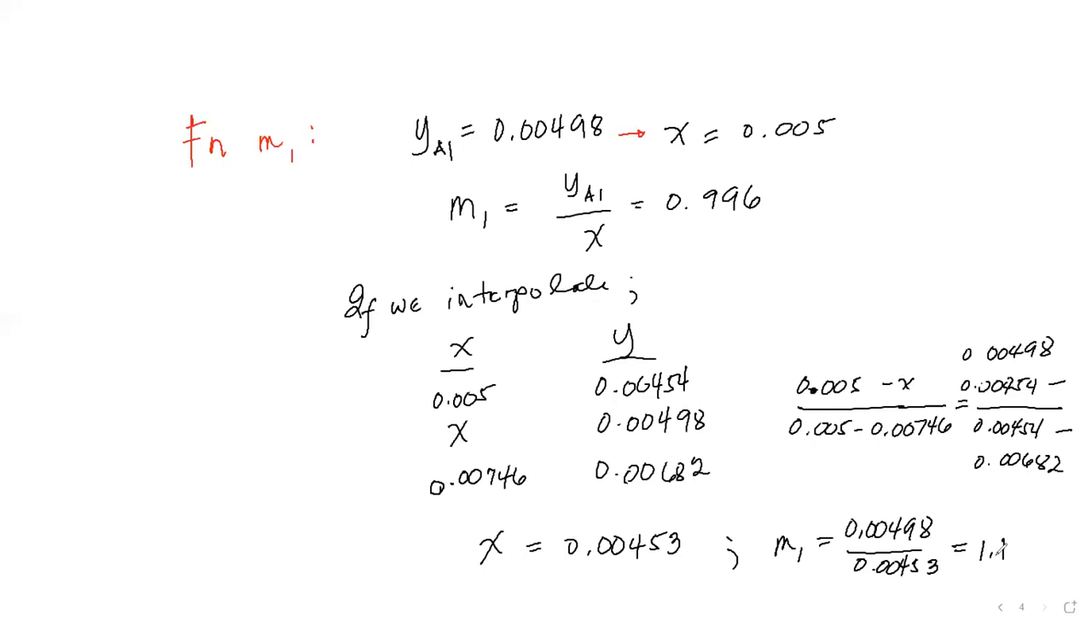If you're going to check, class, I think there's something wrong with the value that I got here. I will recheck. Wait a minute. I need to check if the x that I got here corresponding to this value of 0.00498 is acceptable, because this one is not in between these two. So I have to recheck, because the value that I should be getting should be between 0.005 and 0.00746. Let me check, class. This one is not correct.